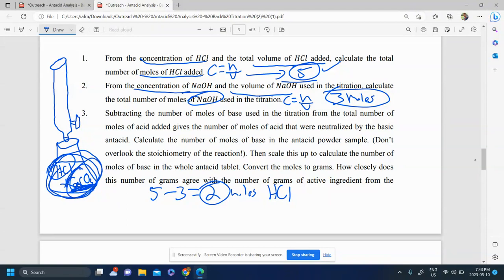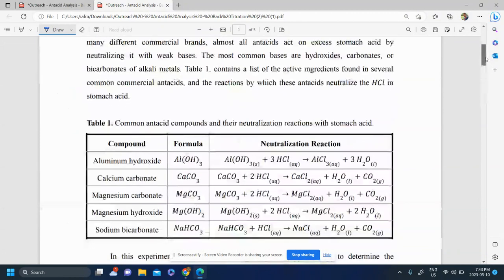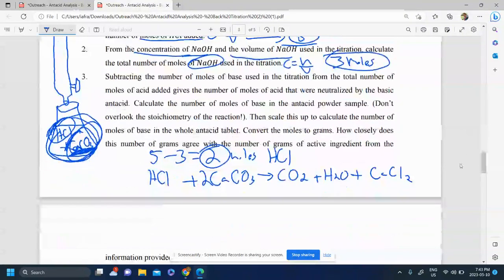And so the idea is now that you know the reaction that happened between HCl and CaCO3 was this reaction here, something along these lines. You can see the reaction written up here for you. So you know that equation. And so if you know the number of moles of HCl, right here, 2 moles, you can use that to figure out the number of moles of CaCO3 that must have been in the sample that you used here.